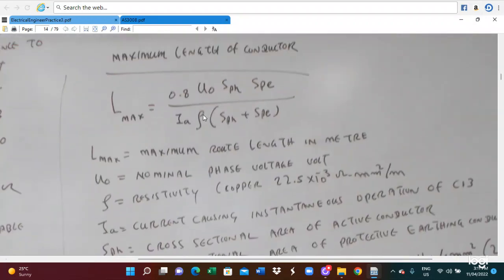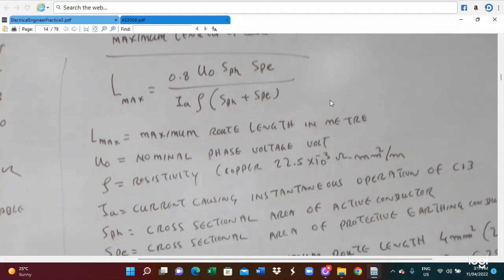The next one is the maximum length of the conductor: how long you should draw the cable to comply with the ASR 3000 rule, for any circuit. So this is the maximum length. L maximum depends on this equation: 0.8 multiplied by U0 SPH SPE, divided by IA rho (SPH plus SPE).